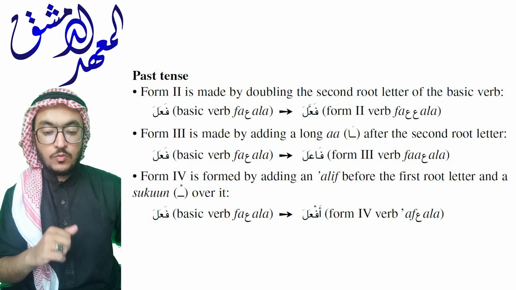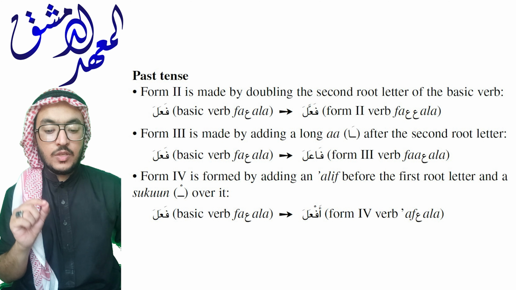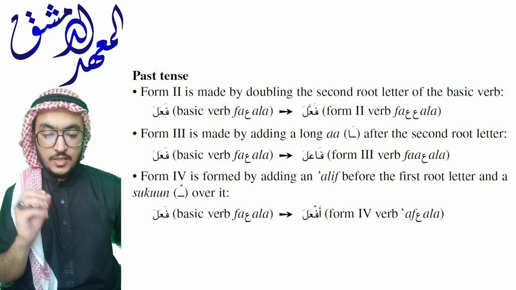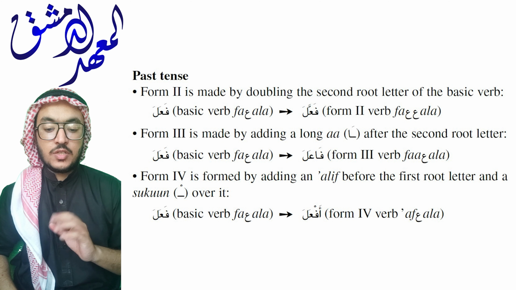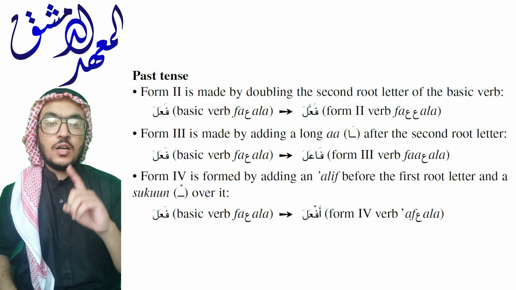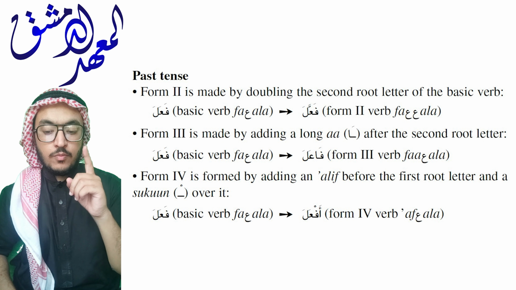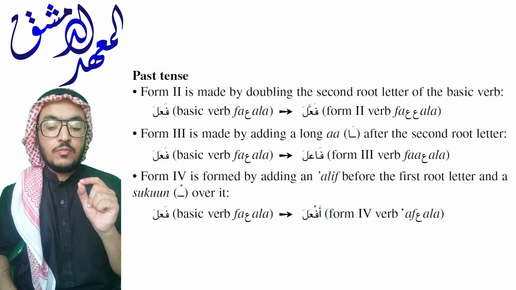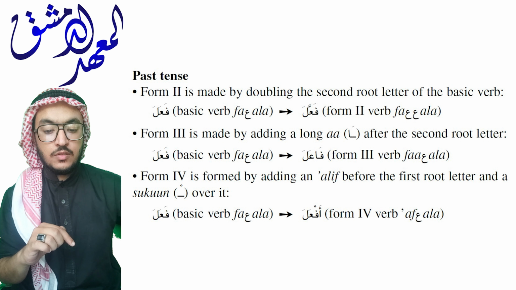The past tense. Form 2 is made by doubling the second root letter of the basic verb fa'ala. Form 3 is made by adding a long a after the second root letter. Fa'ala becomes fa'ala. Form 4 is formed by adding an alif before the first root letter and a sakoon. Fa'ala becomes af'ala.